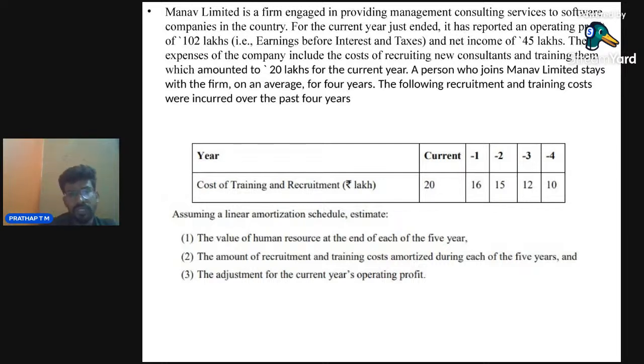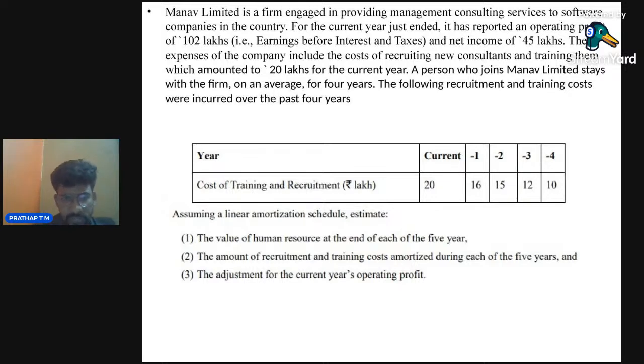The expenses of the company included the cost of recruiting new consultants and training them, which amounted to rupees 20 lakh for the current year. A person who joins Manav Limited stays with the firm an average of 4 years. That is what they are predicting. The following recruitment and training cost was incurred over the past 4 years, and it is given in a table.